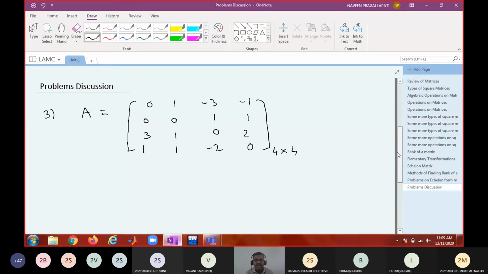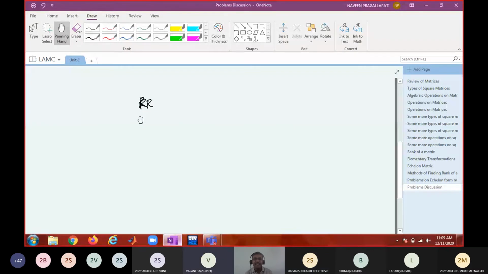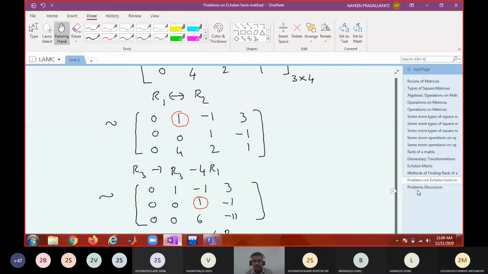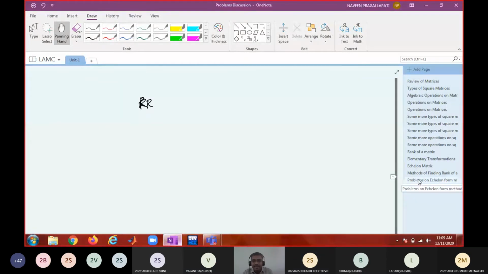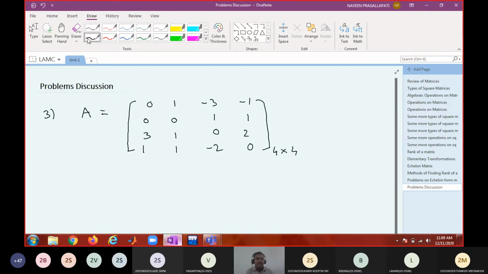So who is getting rank 4 using R1 interchanging with R3? Yes, sir, I got rank 4. Even I got rank 4, sir. I think something unusual happened here. R1 interchanging with R4, you are getting rank 4? No, sir, 3. Okay, sir, I interchanged R1 with R4 and I got rank as 4, sir.